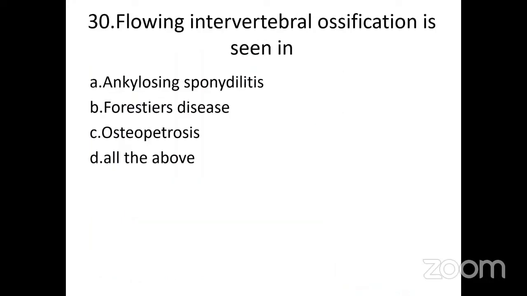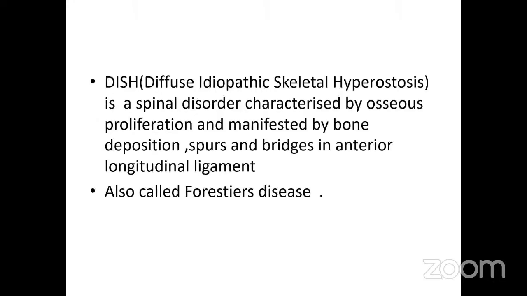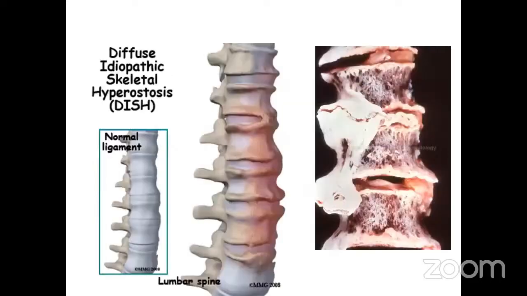So flowing intervertebral ossification, flowing wax appearance is actually seen in Forrester's disease. So this is called a DISH. DISH is nothing but a diffuse idiopathic skeletal hyperostosis characterized by osseous proliferation and manifested by bony spur bridges, especially in the anterior longitudinal ligament. So it looks like a flowing intervertebral ossification, and it's called Forrester's disease.